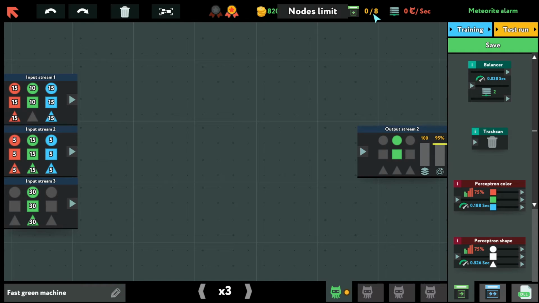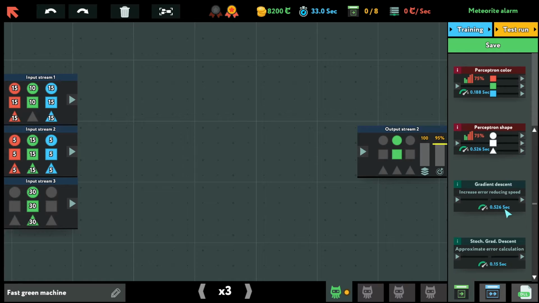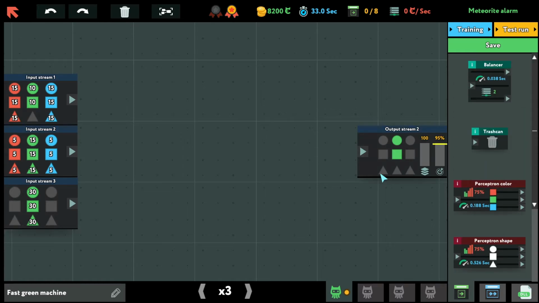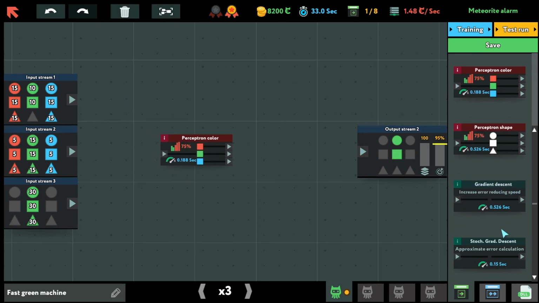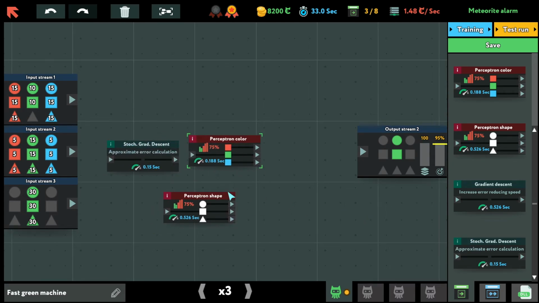Alright, we're allowed 8 nodes, that's pretty okay. 95% accuracy, and we only have the perceptron, so we're gonna have to do some fancy accuracy jiggling there. Only greens and no triangles. And we need 100 of these, so we pretty much need all of them. Okay. We have 33 seconds too, so... Okay, we're gonna do perceptron color for sure. Let's do a perceptron shape because we can actually train them in parallel now.